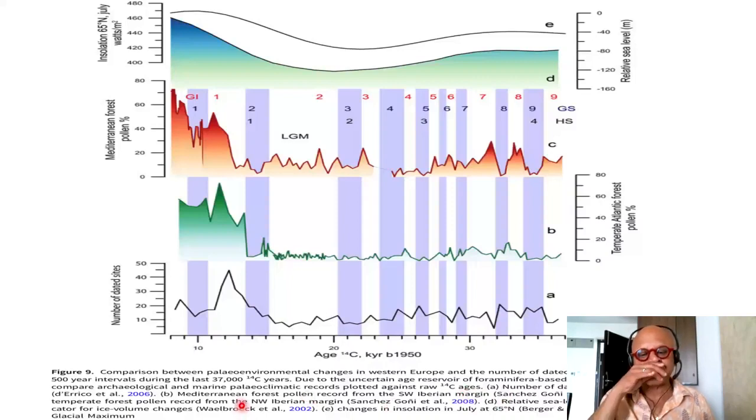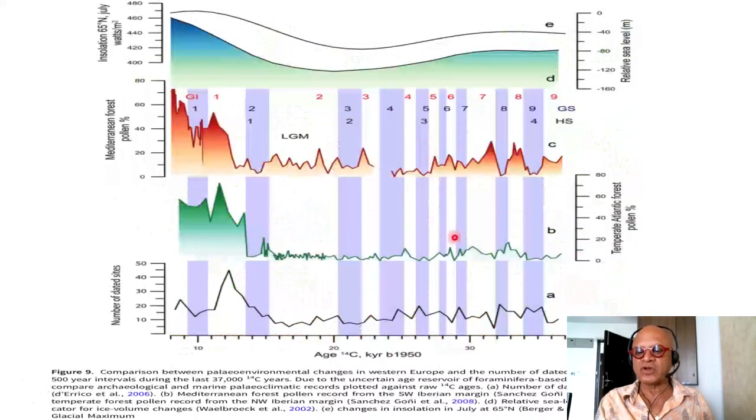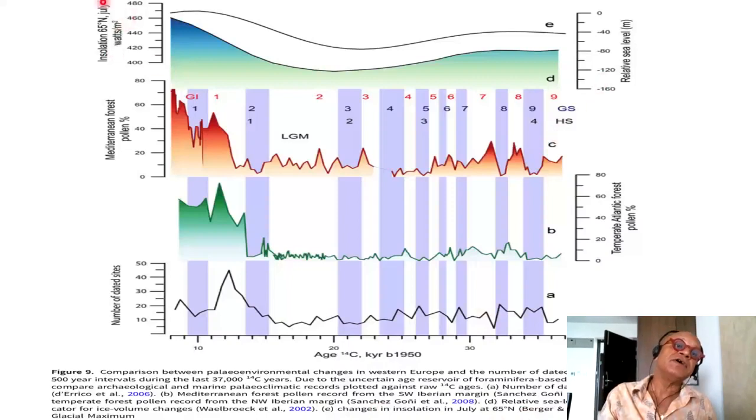B is the Mediterranean forest pollen record from the southwest Iberian margin. So the Iberian margin here is critical because that's where the evidence for the earliest presence of modern humans begins to appear. Atlantic temperate forest pollen record from the northwest Iberian margin, and finally relative sea level changes as an indicator for ice volume changes and changes in insolation in July at 65 north. So here we have insolation changes at 65 north and relative sea level changes.